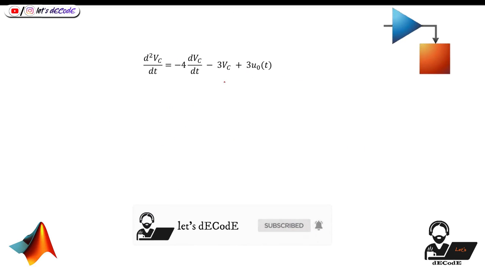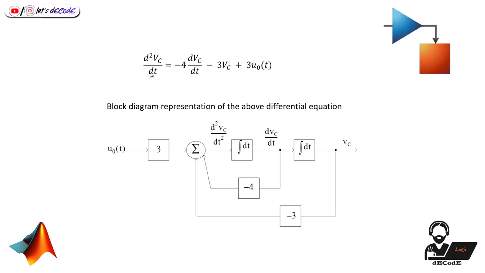Now the block diagram representation looks like this. If d²VC/dt² goes through an integrator we get dVC/dt. Passing through an integrator again gives VC. Here VC is multiplied by minus 3 and gets added here. Similarly, dVC/dt is also multiplied by minus 4 and added here. All together they form our equation.